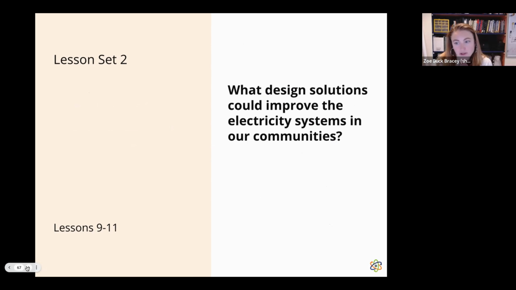So in lesson set 2, we're thinking about what design solutions could improve the electricity systems in our communities. And you'll notice that in the first lesson set, we're focusing very much on reliability, and reliability really is the major concern that we have throughout the unit. But this question is purposefully vague because students might be more concerned about other things other than reliability or in addition to reliability. So improving the electric systems in our communities really is going to be up to students determining what is important for their community in terms of what they want to see in an electricity system.